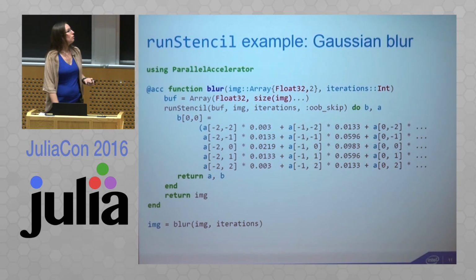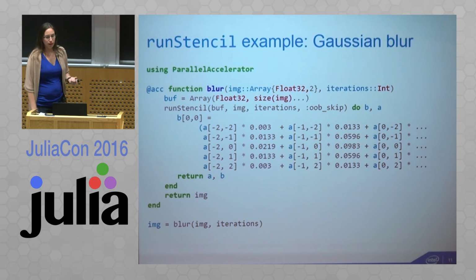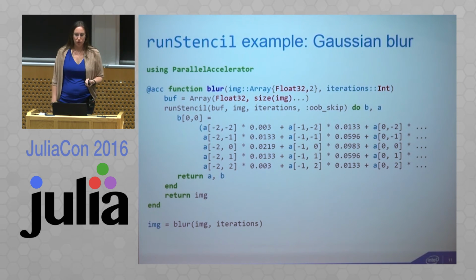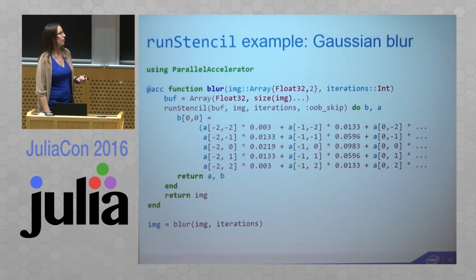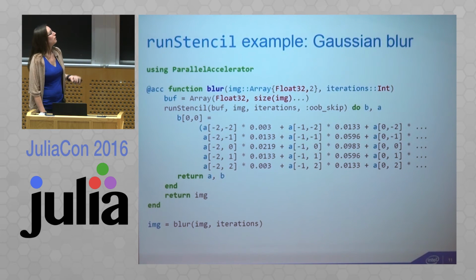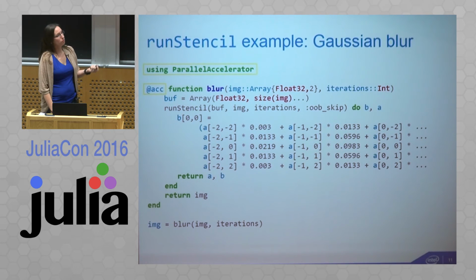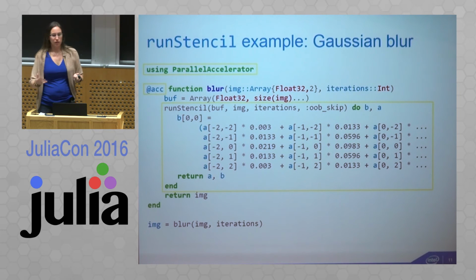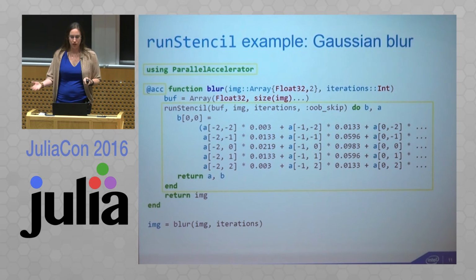So what does this code do? Well, we have this function called blur, and it takes a 2D array, which is our image to blur, and a number of iterations, which are the number of times that we want to apply this blur procedure. So we allocate a new 2D array that's the same size as the one we have. And then we have this runStencil call. Here, like in the previous example, we have to import ParallelAccelerator and use ACC, and then there's runStencil, which is the other ParallelAccelerator-specific feature here.